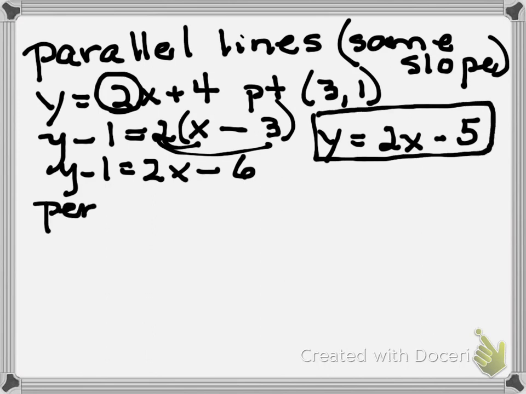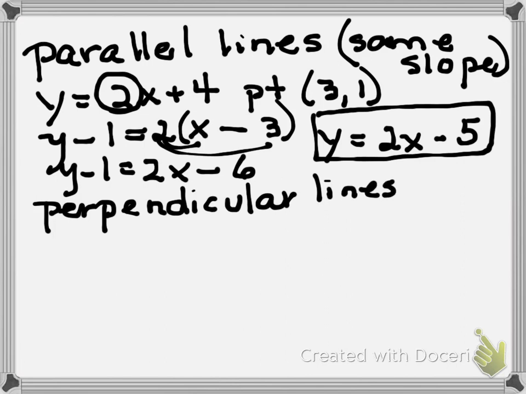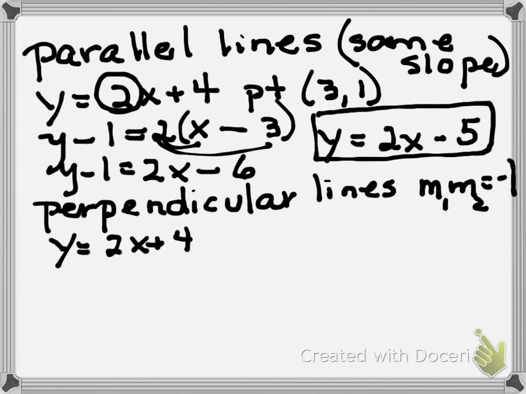Now, perpendicular lines have slopes that are the negative reciprocals of each other. Or it can be written as m1 times m2 equals -1. Either way. So let's take the same problem, y equals 2x plus 4. And now let's pick the point 4, 2. So I want to write the equation perpendicular to this line that passes through the point 4, 2.